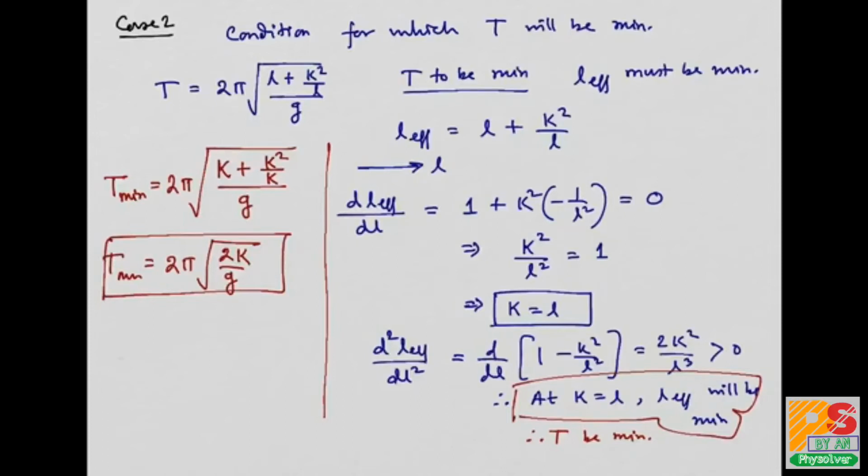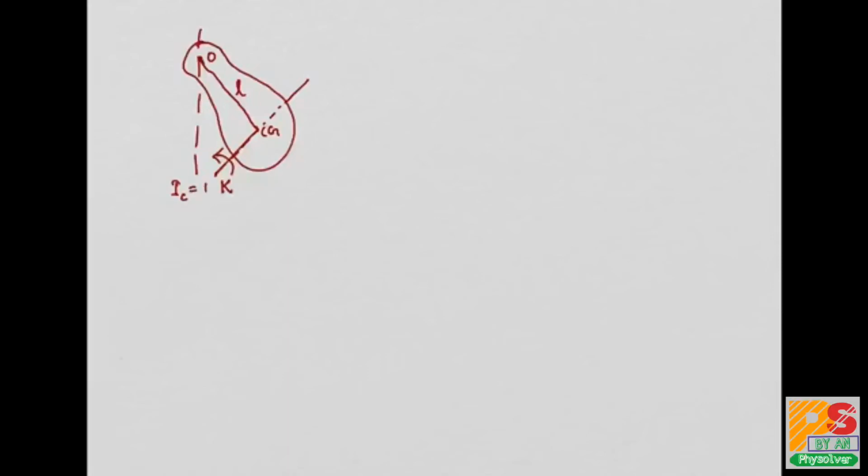Okay, so let me revise the entire thing for you again. See, for any physical pendulum like this, this is the pivot point, this is the center of gravity, and the distance between these two points is L, right? And the radius of gyration of the body about an axis passing through its center of gravity and perpendicular to the plane is K. Okay, this is the radius of gyration. So I can say the ICOM is mk square, right?